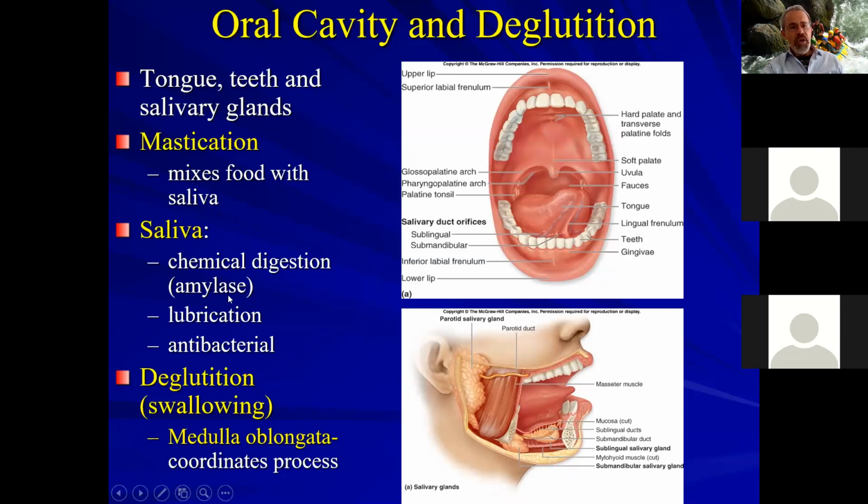Saliva also lubricates food, especially if you're eating anything very abrasive like tortilla chips or something like that, that can damage the esophagus going down. This helps to lubricate it.